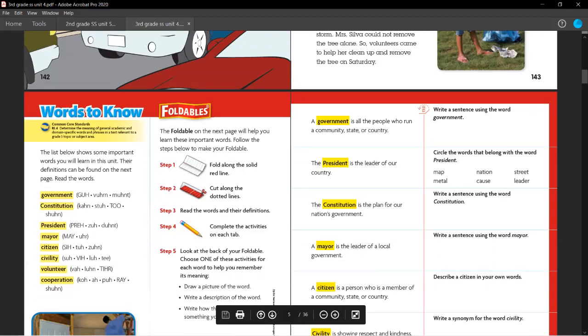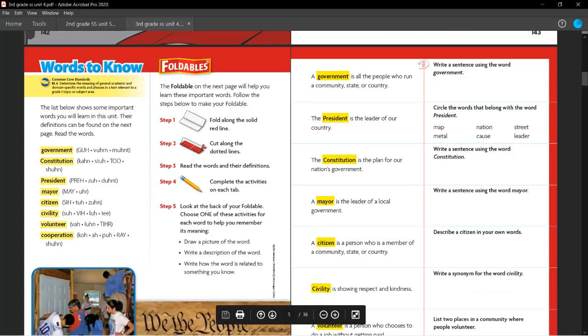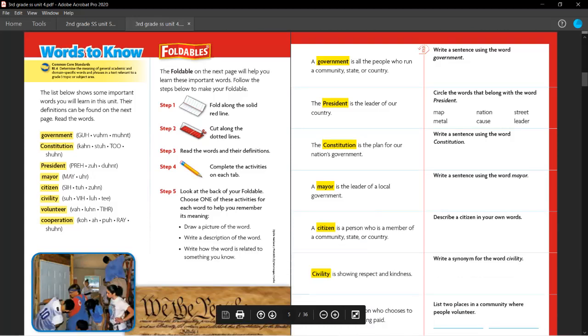Now, next, let's take a look at your vocabulary words for this week. So you have the word government, constitution, president, mayor, citizen, civility, volunteer, and cooperation. Now, on the next page here, on page 145, we're going to start answering those questions.